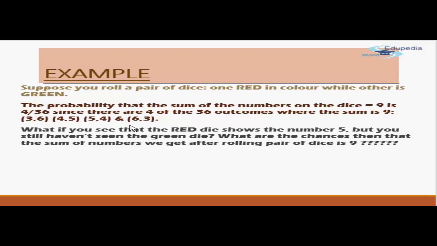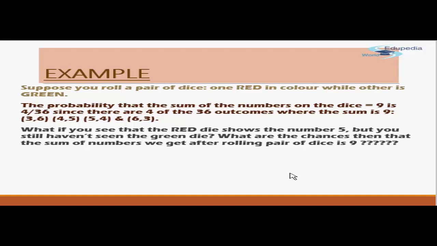Now what if you've rolled both the dice and you have seen that the red die has shown 5, but you haven't seen the green die? How would you get the sum 9 if you haven't seen the green die? What should be there on the green die to give the sum of 9? Of course we know that if the green die has 4 on it, only then will the sum of the two dice be 9.